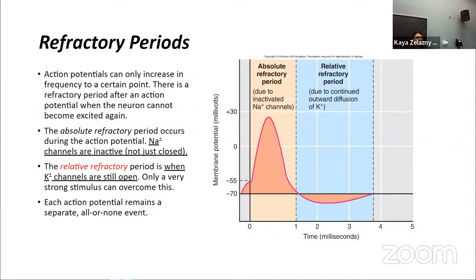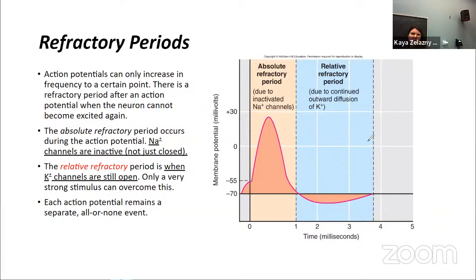In the relative refractory period, during this repolarization as we're going down, and then afterwards the hyperpolarization, this is because our potassium channels are open. The membrane is especially permeable to potassium, and potassium likes to move out of the cell. So the relative refractory period is happening right at the end of the action potential and in the little bit of time right afterwards.